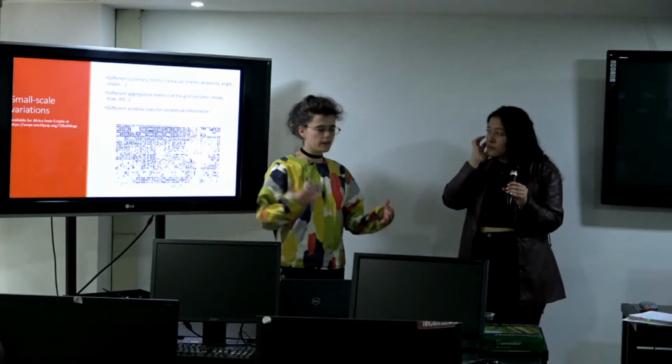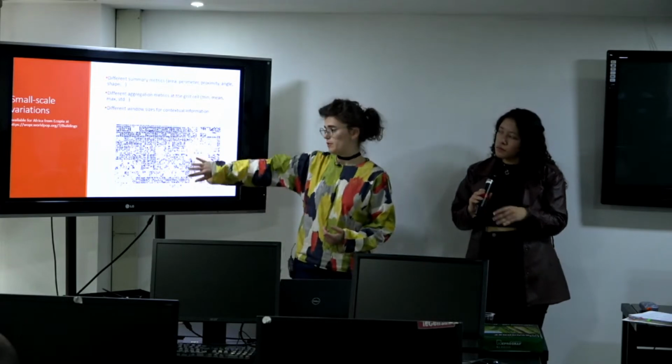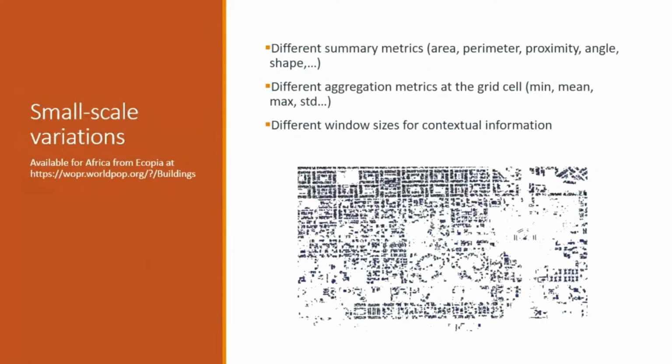And so the variable that you can extract from it is typically from the building footprint, what is the mean size of the building, so the area, what is the perimeter of each building, what is the proximity between buildings, what is the angle between buildings. So there are different similar aggregates to describe the building footprint.